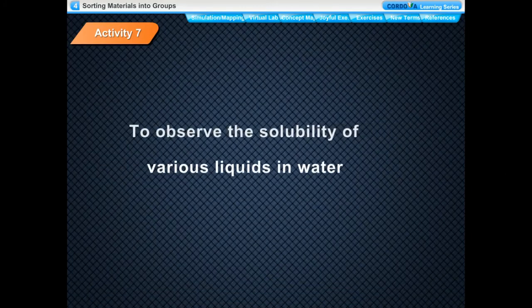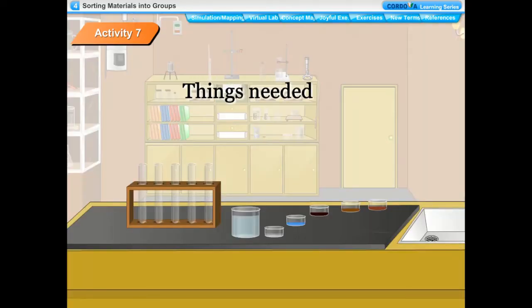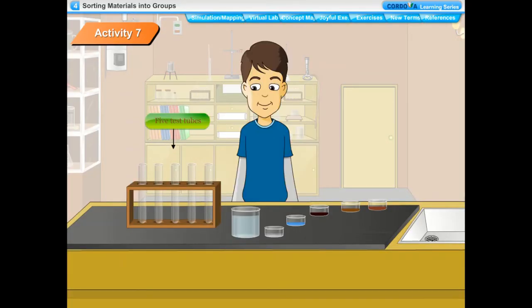Activity 7. To observe the solubility of various liquids in water. Things needed: 5 test tubes, test tube stand, water, glycerin, kerosene oil, vinegar, mustard oil, alcohol, dropper.